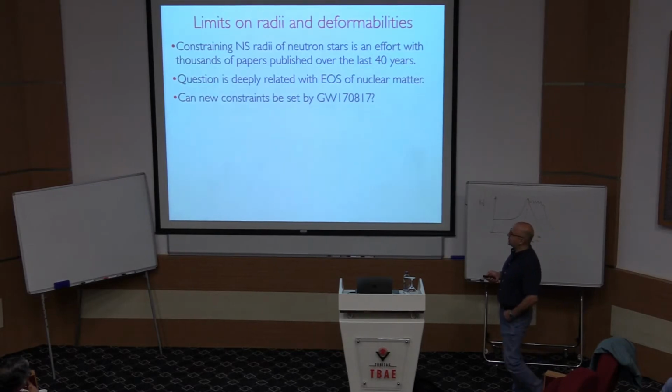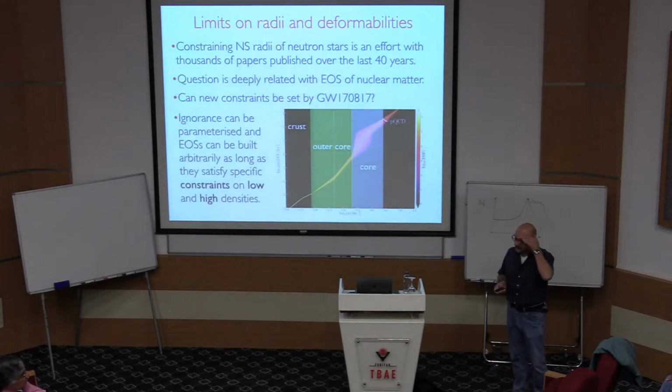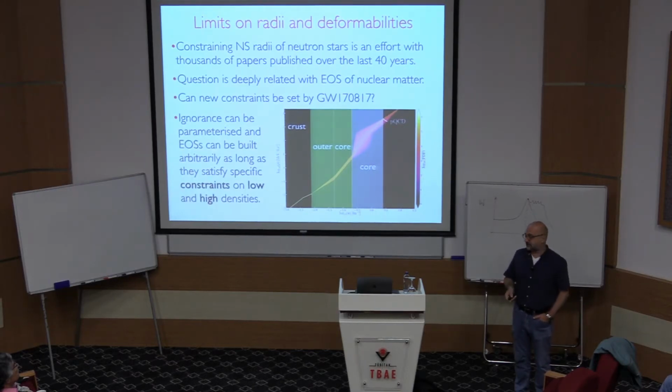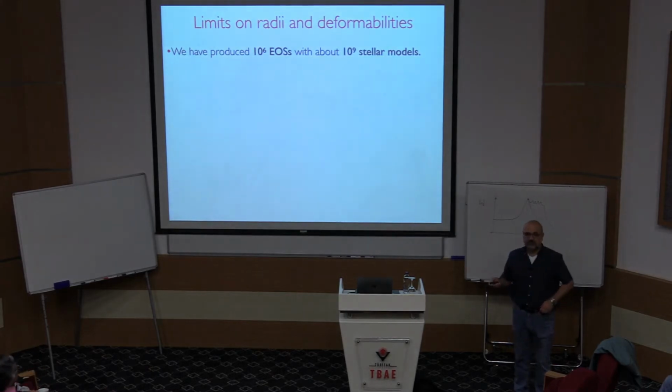We can also use this to set some constraints on the radii, and this is shown over here. As I explained, we don't know what the equation of state is, but for a theorist, this is not necessarily an enormous problem. If you don't know the answer, maybe you can try all the possible answers. And so what we have done is we have parameterized our ignorance and built a very large number of equations of state. In fact, we have built 1 million equations of state and 10 to the 9th, 1 billion stellar models.